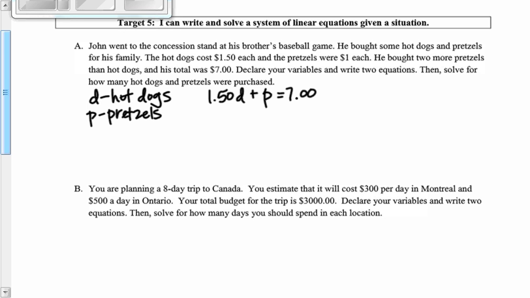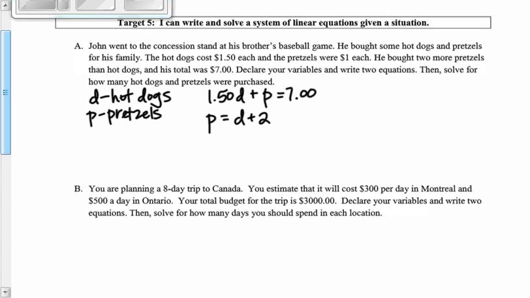Then it also talks about how much. He bought 2 more pretzels than hot dogs. So what did he buy more of? He had more pretzels. So we're going to do P equals, and then it says 2 more, which would be plus 2. So dogs plus 2. So here's our system, and then we have to solve it.